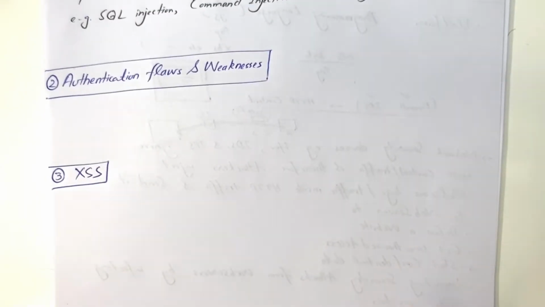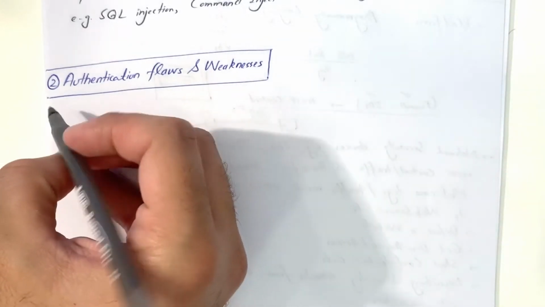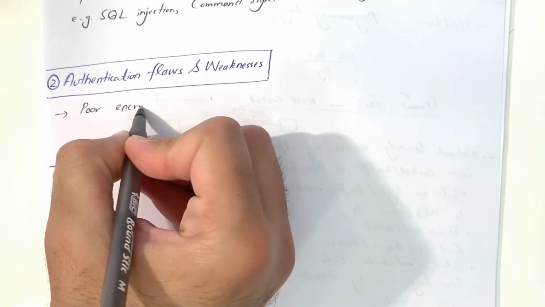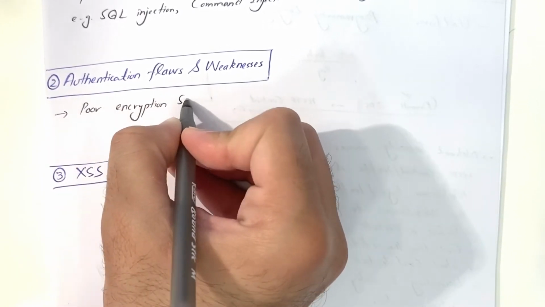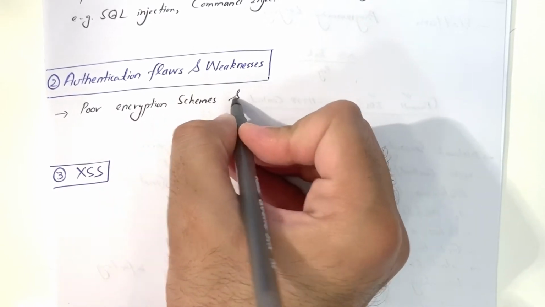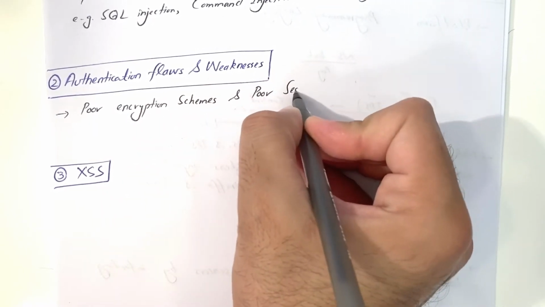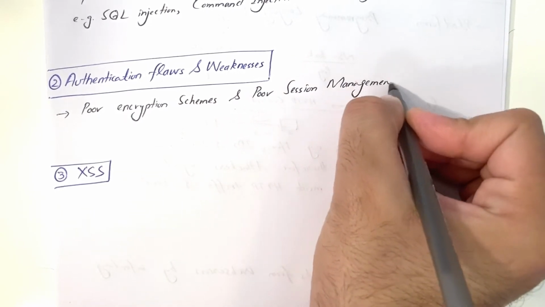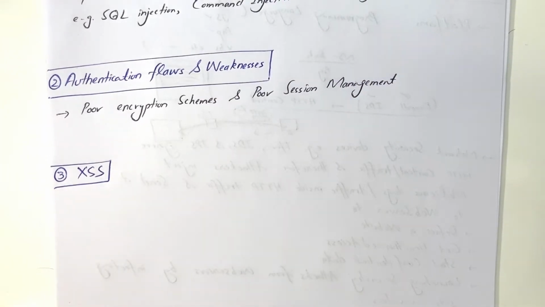Next is the authentication flaws and weaknesses. Authentication flaw means, for example, let's say it occurs because of poor encryption schemes and poor session management. Like for example, if anybody is able to steal your session cookies, or anybody is able to decrypt the data without knowing the key and all that stuff, this is basically called authentication flaws. Like anybody can sniff it and they can bypass the authentication, they can actually access what you are supposed to access, or they can steal your session cookie.